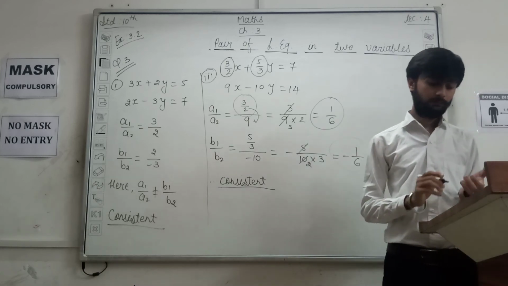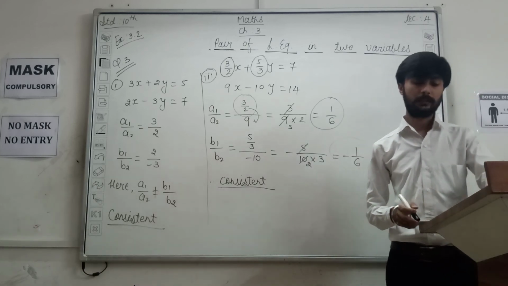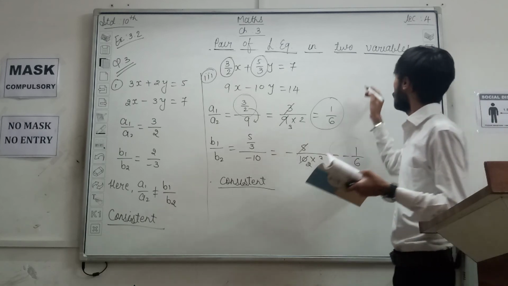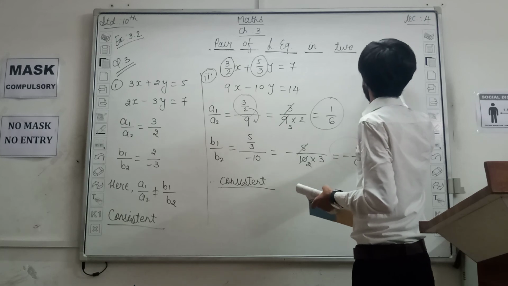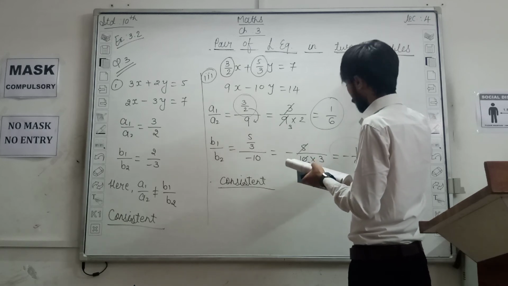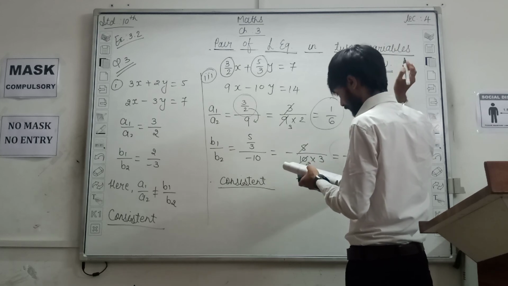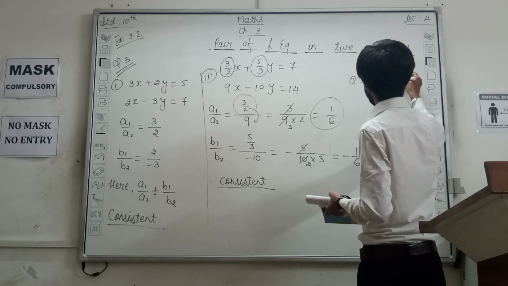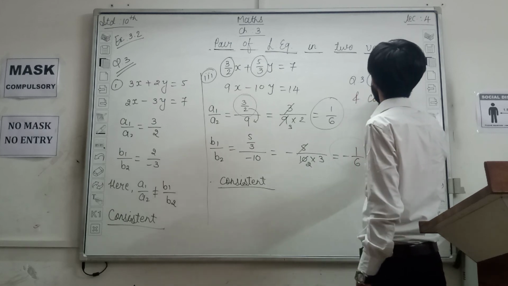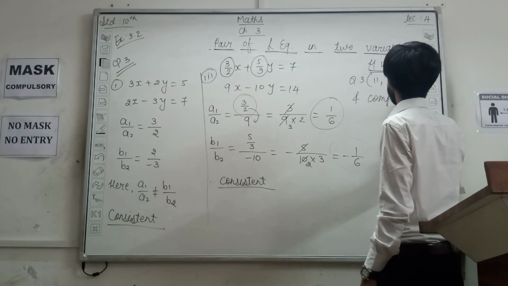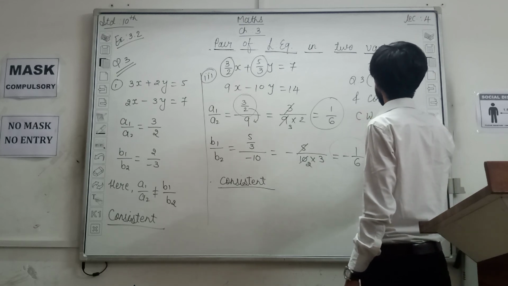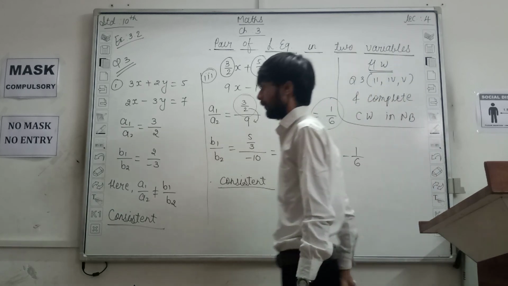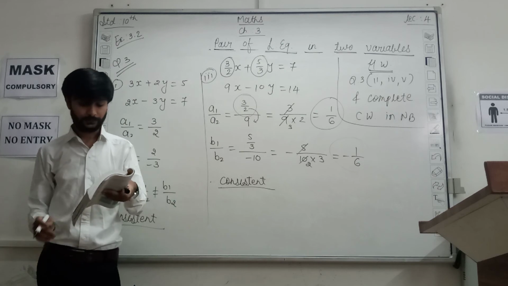Okay. The remaining sums you can do in homework, numbers 2, 4 and 5, right? So your today's homework is question number 3, numbers 2, 4 and 5, and complete the classwork in your notebook. Okay, so this is your today's homework, right?